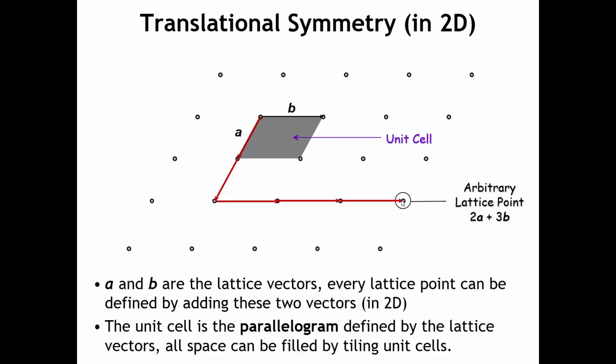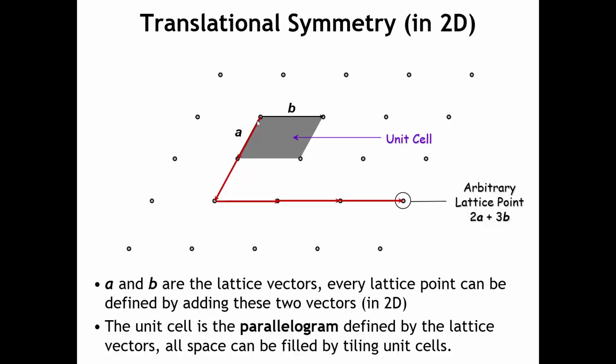Now, the 2 lattice vectors here, A and B, define a parallelogram, which I've shown in gray here. And that parallelogram, that is our repeating unit. This is the brick from which we're making the wall. And we could tile all of the space here by basically sliding together these different parallelograms. Okay, so the unit cell is the repeating brick.